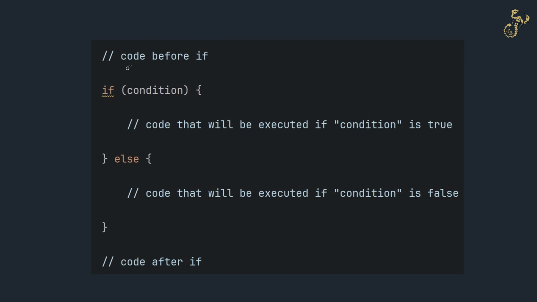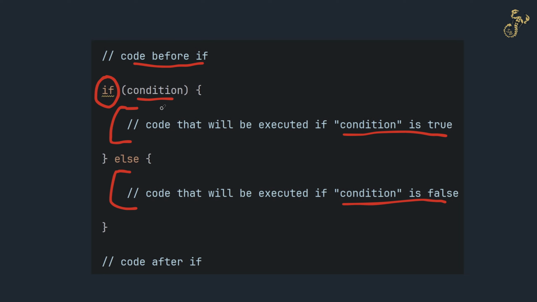Good, so now let's have a look at the second case, an if-else statement. As usual, we have the code before the if that will be executed as normal. And then we have the if statement, with a condition between the brackets. If the condition is true, then this code inside if will be executed, and the code inside else will be skipped. On the other hand, if the condition is false, then the code inside else block will be executed, and the code inside if, right here, will be skipped.